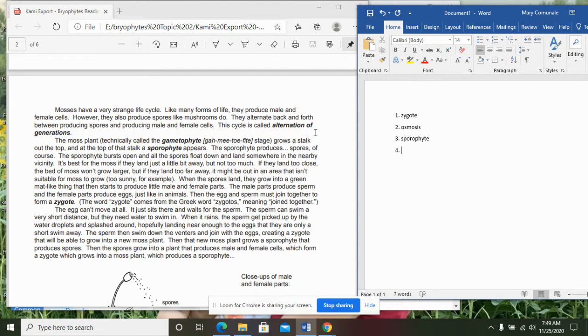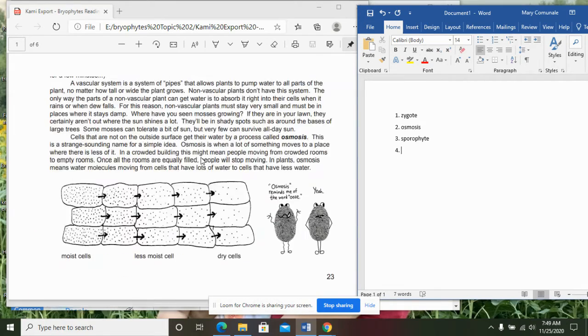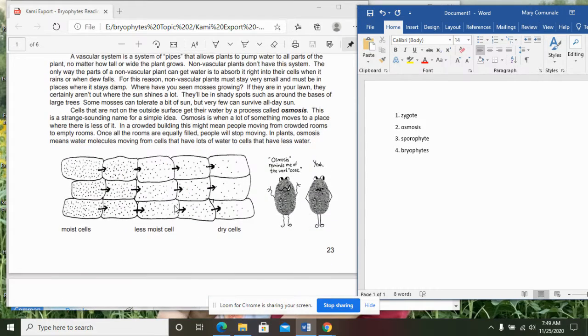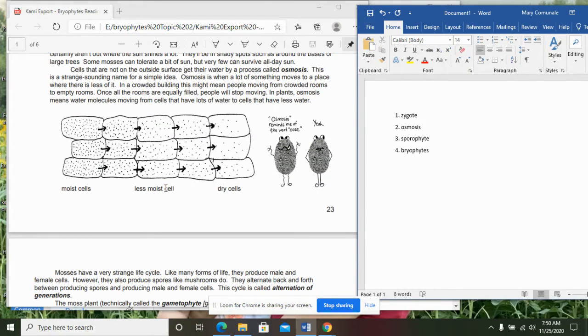And question number 4, mosses and liverworts are members of this group. That was all the way back up in the beginning. Mosses, they're called bryophytes. Okay, and that's actually all the answers we have so far to number 4.